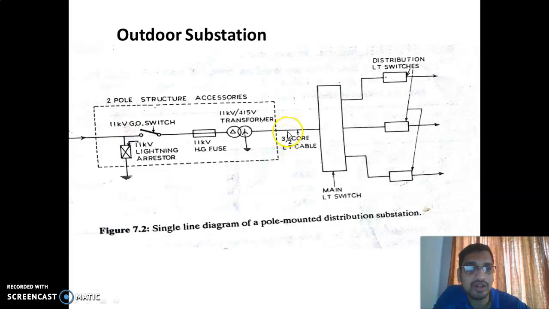This 3.5 core cable is connected to a main LT switch or MSB, the main LT switchboard. From this LT switchboard we connect to the different loads. That is the general layout of an outdoor substation.